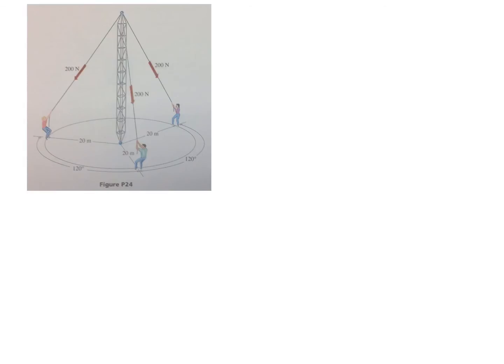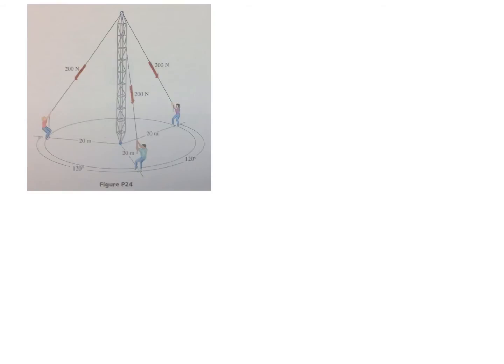Day 5 homework, page 120, number 24. This one is difficult in the sense that it's three-dimensional, so the diagram is a little bit difficult maybe to deal with. But it's easy in the sense that there's a lot of symmetry. All three forces are 200 newtons. We're trying to figure out the force at that top point on this particular tower.